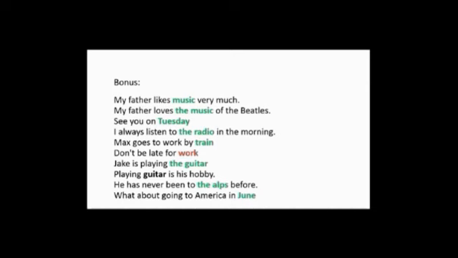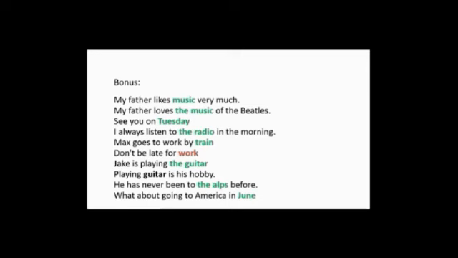And we have a bonus, which is part 3: some bonus sentences. So please remember them. My father likes music very much. Here, music is general. Generally, he likes music, nothing specific, so we are not using any article. But my father loves the music of the Beatles. Now we have specific music, of the Beatles, so here we use the. See you on Tuesday, Monday, unless you are mentioning that particular 13th, the Friday. In these conditions, at that time we'll be specific and we will be using the definite article the.